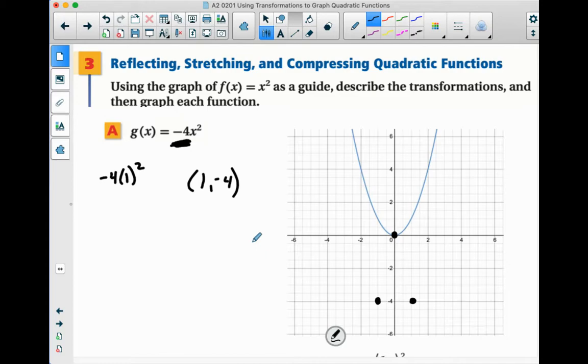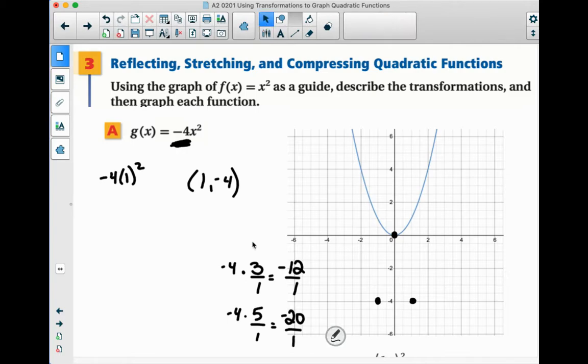So if I was to go to the next point, remember how it was up 3 and then over 1? If you just multiply the 3 times negative 4, then for the next point, you would go down 12 and over 1 in both directions. The next step would have been 5 and 1, so you would go down 20 and then over 1 in both directions. But we don't need to do that. We have the shape of that parabola right there. It's reflected over the x-axis, and it is stretched by a factor of 4.